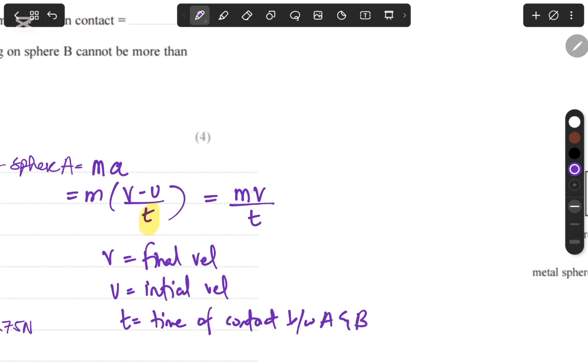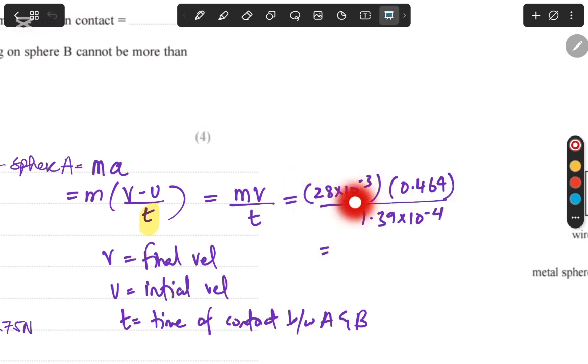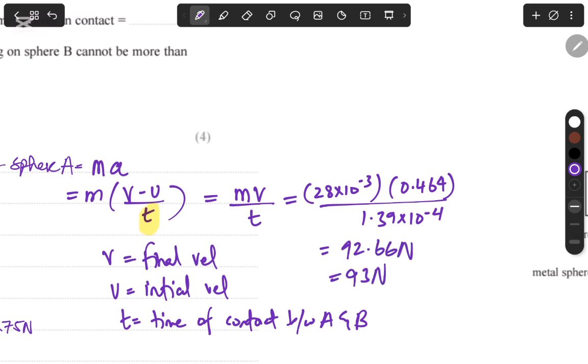Now we already know the velocity. We got that from the first part of the question. The time we got from the previous part of the question, and we just have to plug in the values. So we have the mass, the maximum velocity or final velocity we got from part A, and the time of contact from the previous part, and all of this ends up giving us a value of 92.66 newtons. We can say 93 newtons.